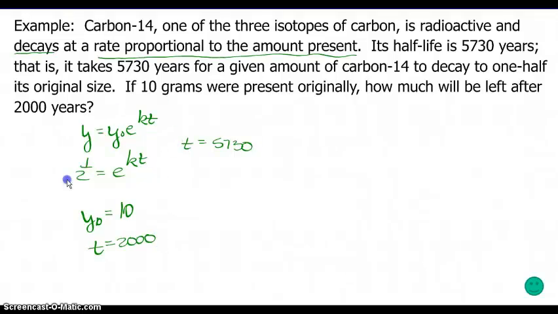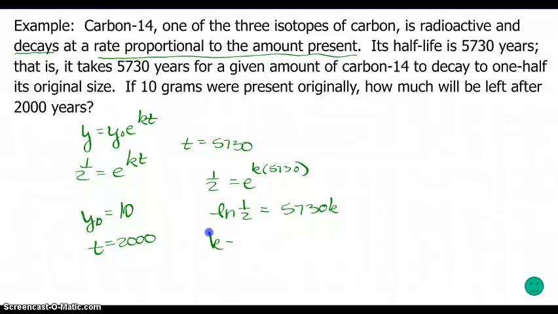All right, so we have some players here. We're going to have to find k, and then we're going to have to find y. So this information will help us find k. The half-life is 5,730 years. That's how we're going to find k. So I'm going to take the natural log of both sides. So 5,730k. So little k is the natural log of 1/2 over 5,730.